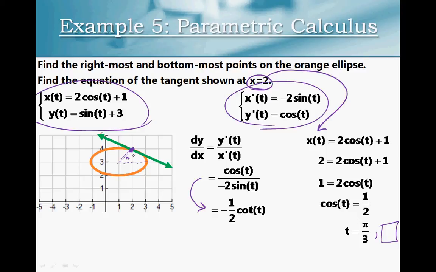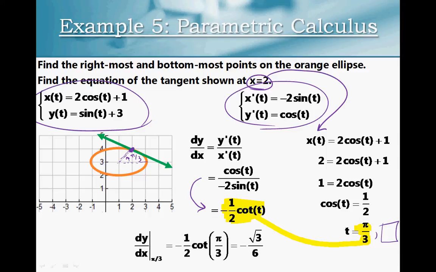We know graphically that pi over 3 is that angle we're looking for, or in this case we can think of it as a time, since parametrically we kind of work with time. Okay, if we take these two pieces of information and put them together, this negative 1/2 cotangent of t, and we're looking for the slope at the particular time, pi over 3, just plug one into the other. dy/dx evaluated at t equals pi over 3 gives us negative root 3 over 6.